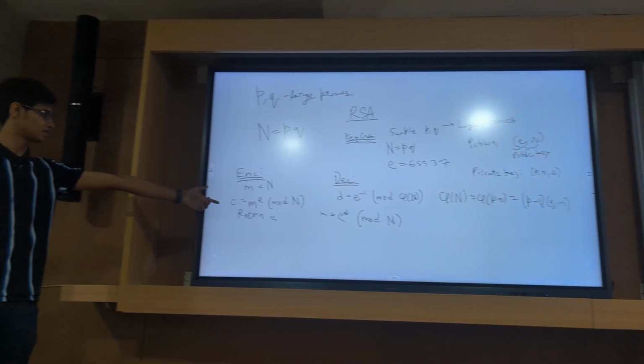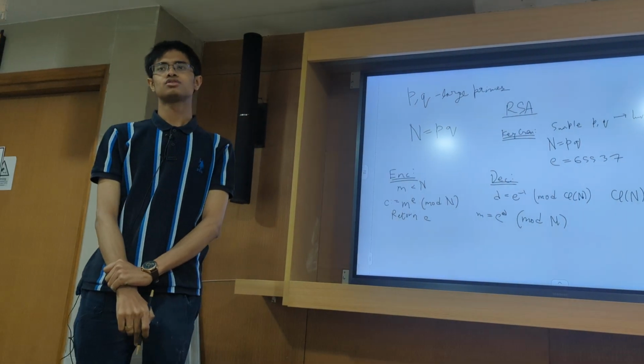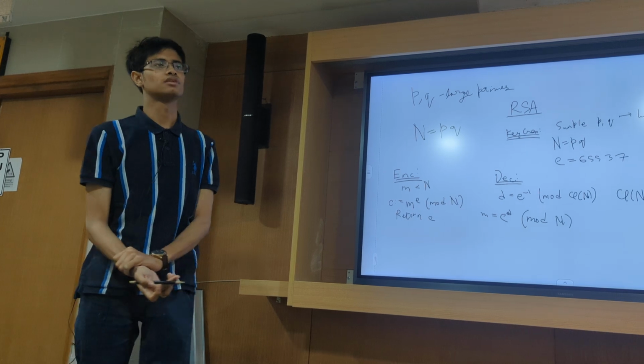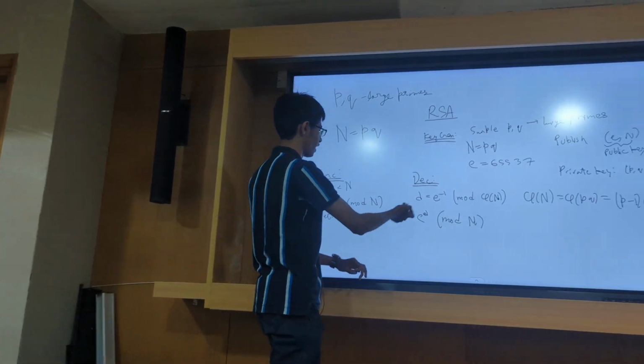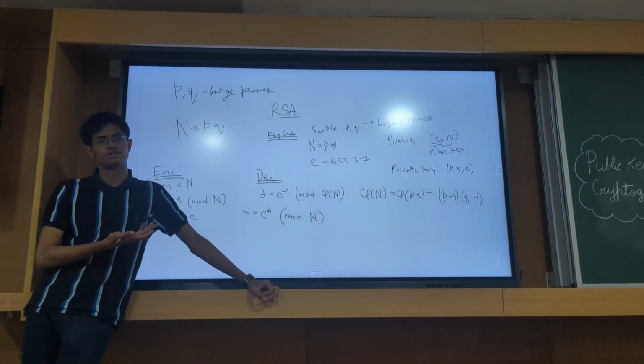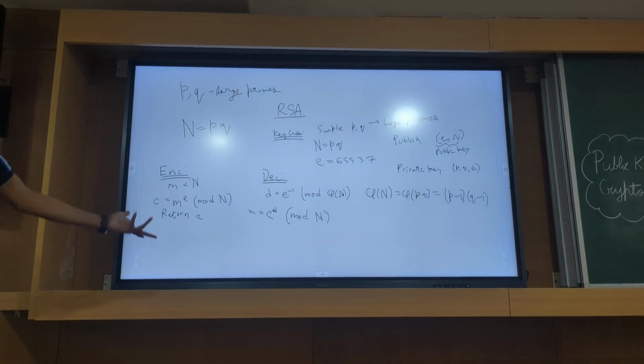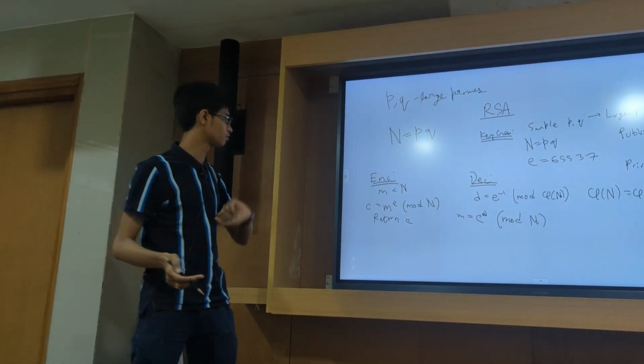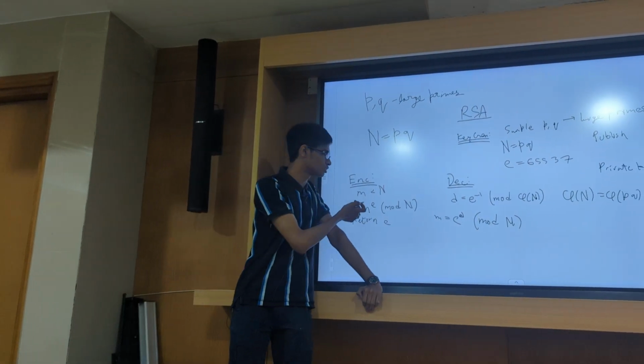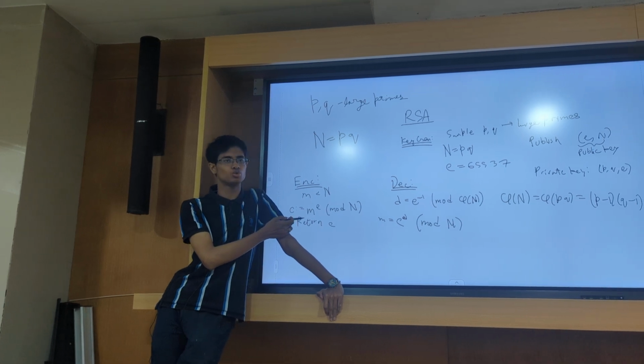So what can an attacker do? The attacker has m to the power e. If the attacker can factor n, he can clearly decrypt on his own. So that's why you need the difficulty of factoring. Alternatively, what you're doing is essentially taking the eth root, right?